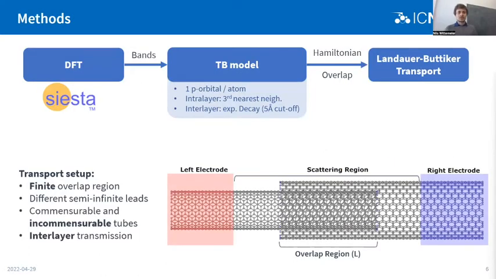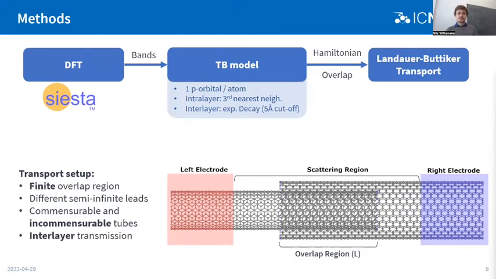In our work, we mostly use a tight binding model that we based on DFT calculations of various carbon nanotubes. And we use this tight binding model then to simulate the quantum transport with the Landauer-Büttiker approach, which we again verified against the DFT plus the Landauer-Büttiker methods in order to make sure that we're doing everything properly.